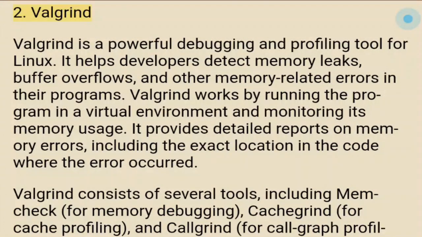2. Valgrind. Valgrind is a powerful debugging and profiling tool for Linux. It helps developers detect memory leaks, buffer overflows, and other memory-related errors in their programs. Valgrind works by running the program in a virtual environment and monitoring its memory usage.